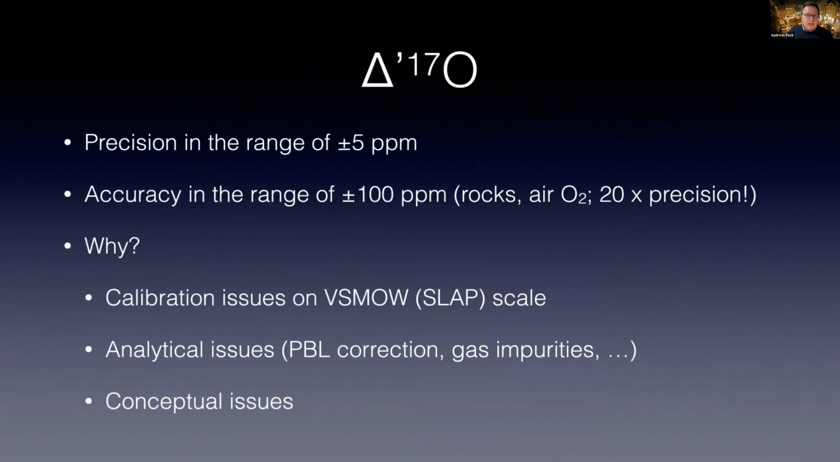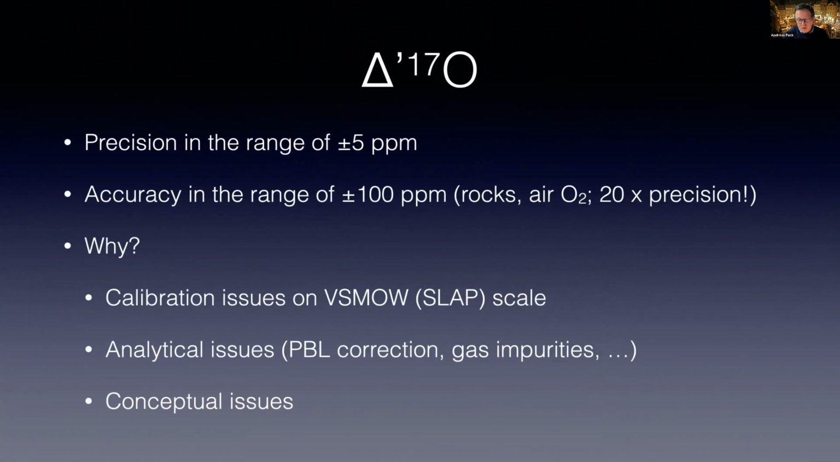Okay, so the Cap delta 17 precision often is in the range of 5 ppm. Accuracy is in the range of 100 or maybe 50 ppm, but this is 20 times the precision, and this is not so good for the moment. But why is this? It's calibration issues for sure.